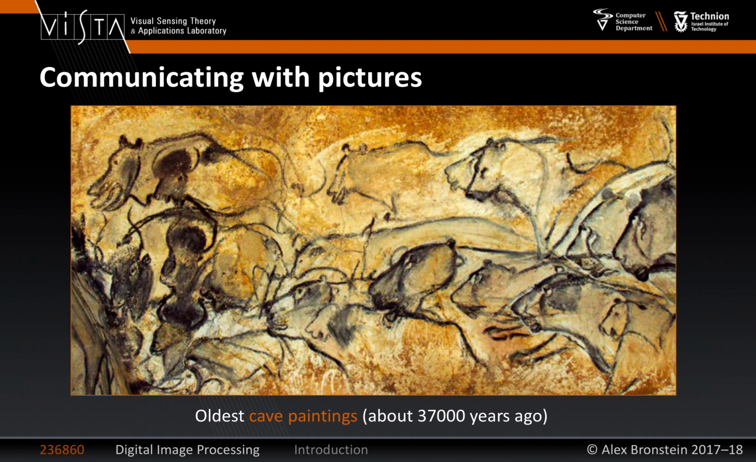This is one of the oldest cave paintings. So people tried to convey some story by painting it. But unlike language, the visual world is so overwhelmingly more complex in terms of the amount of information required to describe it. Drawing a scene like this by hand will take us hours, right?